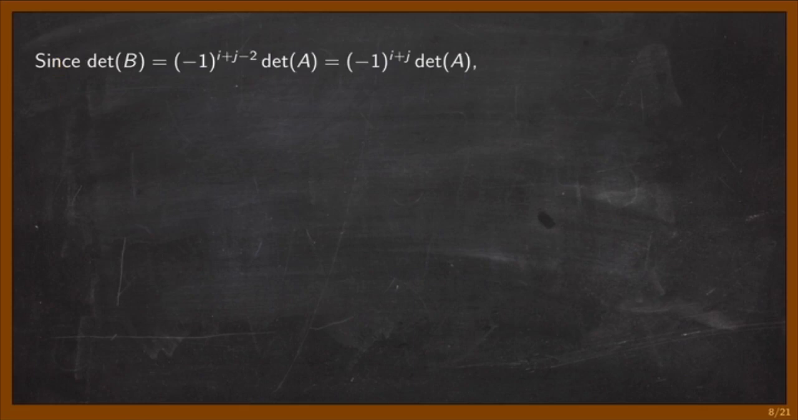The determinant of B is negative 1 raised to i plus j minus 2 times the determinant of A. Why is this so? Because this is the total number of times we swap a pair of rows or a pair of columns. Therefore, we will have an extra factor of negative 1 this number of times. And because negative 1 raised to negative 2 is just 1, we can simplify this expression as negative 1 raised to i plus j times the determinant of A. So basically, the determinant of B differs from the determinant of A only by a change in sign.